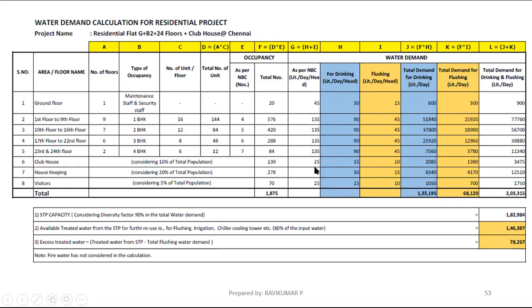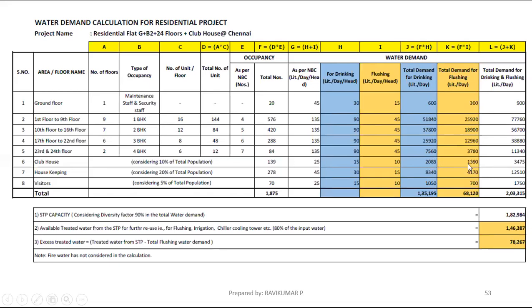25 liter per person you have to take. In that 25 liter, 15 liter is for drinking purpose, and for flushing you have to take 10 liter. So likewise you have to take for the total demand. How do you arrive at the total demand of drinking water? The total number of people multiplied by the drinking demand per day per person, 15 liter. You multiply, J equal to F into H, and you will get 2085 liter.